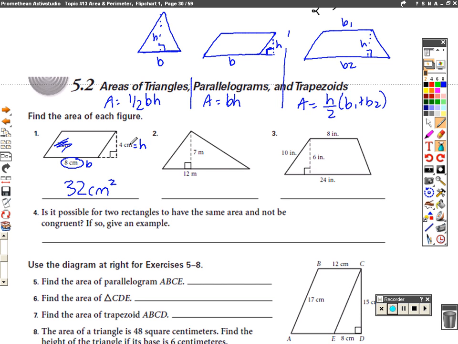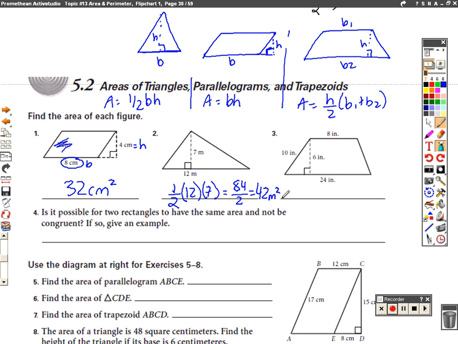All right, number 2 is a triangle. So I'm going to take 1/2 of my base times my height. Height right there, right angle. So my height is 7, which means my base is 12. Okay, so 1/2 of 12 times 7. 12 times 7 is 84. And 84 divided by 2 is 42 meters squared.